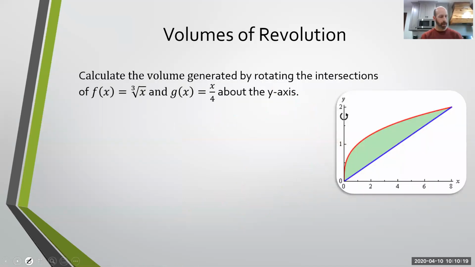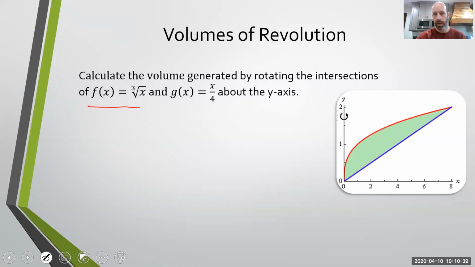Okay. The next example involves volumes of revolution. So we have two curves here. We've got f of x, which is the red curve here, and then we have g of x, which is, again, another linear equation. It's a linear equation with a slope of 1/2.